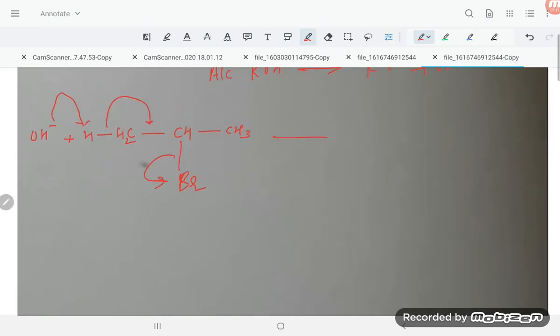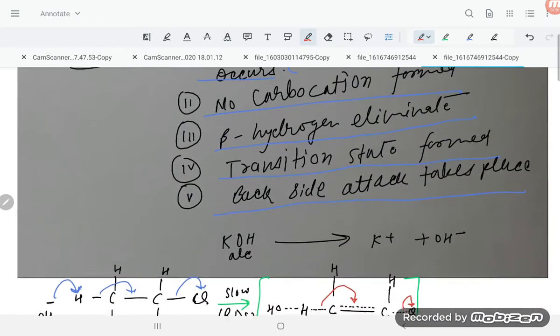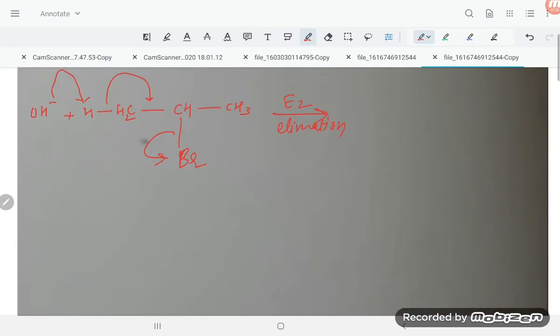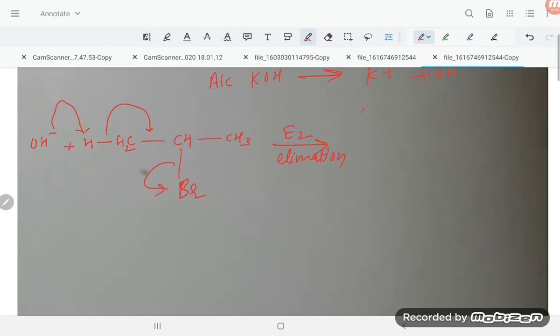Since it is the E2 elimination, and E2 elimination is a single step, it proceeds in a single step, right, student? So let us have a look over it. If it is proceeding in a single step, a transition state will form. How will the transition state be?